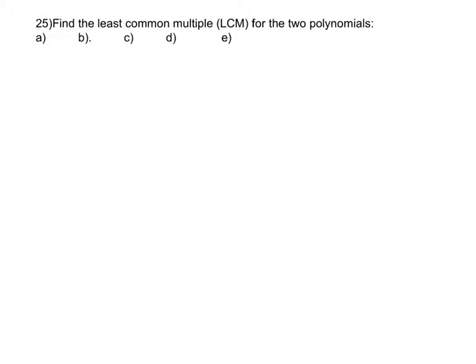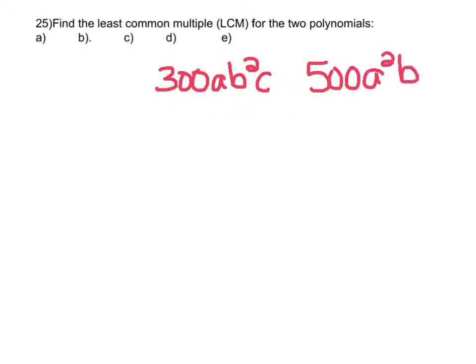For number 25, it says find the least common multiple. Alright, so we've done this in class, and I think I've shown most of you how to find the least common multiple using the calculator. Alright, so taking a look here at number 25, what I want you guys to do is take your calculator and go to the math button. It's the third down on the left hand side.